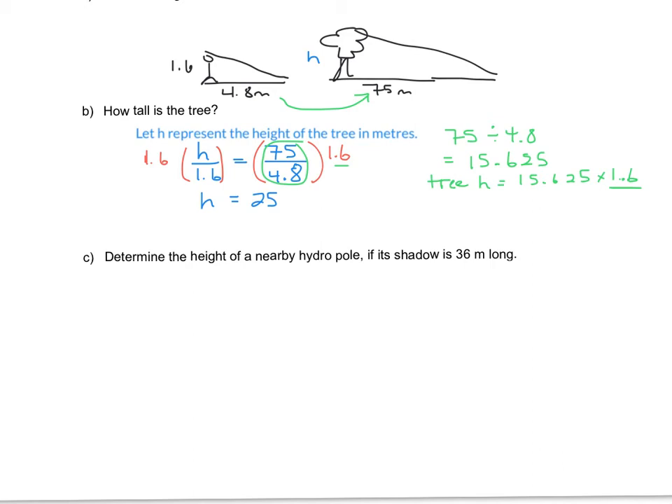And then it says for part C, determine the height of a nearby hydro pole if its shadow is 36 meters long. So we could add the hydro pole in here. So its shadow is going to be 36 meters long. Diagrams definitely are not to scale here. However, we're going to assume again 90 degrees with the ground. The angle the sun is making with the ground is still the same as the other ones, and we can set up proportions for that. So give that a try, and then you can play the video again.